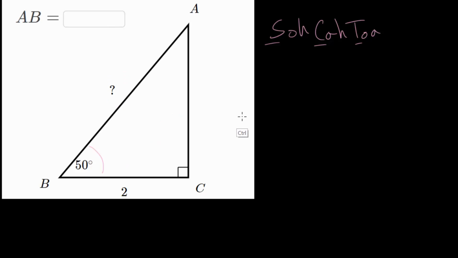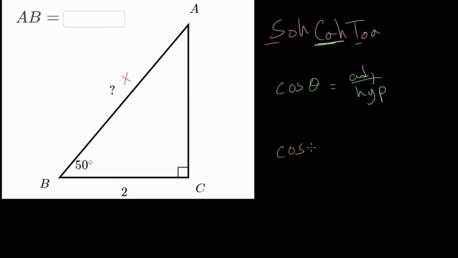Looking at what we actually know in this triangle, we know the side that's adjacent to the angle, and we're trying to find the hypotenuse, which we can denote with the letter x. We need to figure out which trig function to use. Which of these functions uses the adjacent side and the hypotenuse? That would be the cosine function. So we can say that the cosine of some angle theta is equal to the ratio of the adjacent side divided by the hypotenuse.